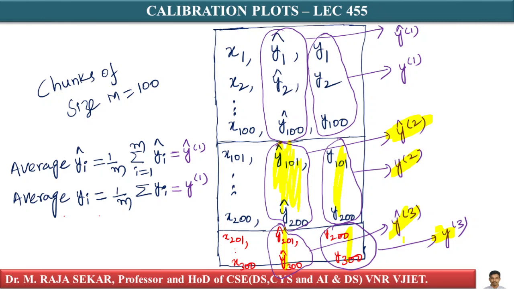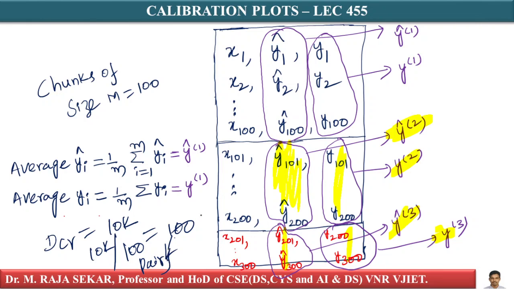Let's assume our cross validation data set D_CV has 10,000 points. How many chunks can I break it into? What is the size of each chunk? Each chunk size is 100. Therefore, 10,000 by 100, how many chunks will I get? I will get 100 chunks, so I will get 100 such pairs.